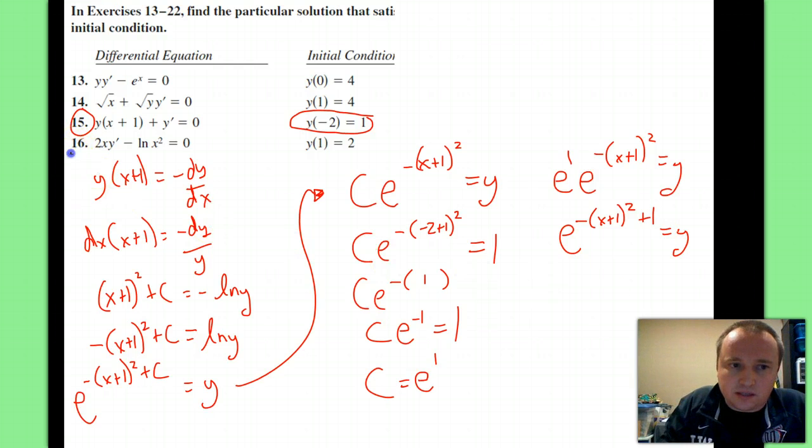Another good one is 16, because if you notice, you have a natural log of x squared, and you've got that 2x. So when you get them over, you're going to have to do a u substitution with that. It's a great problem to do.